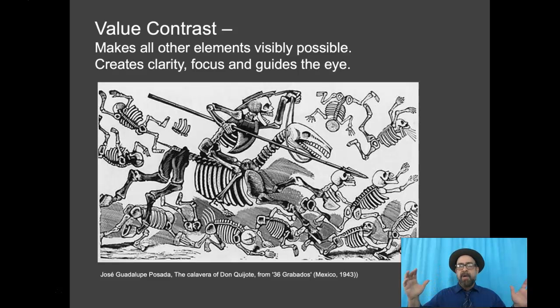So value contrast. It is the thing that makes all the other elements visible, right? Without light, you can't see color. Without light, you can't have texture. You can't even make a line without value, right? A black line on a white piece of paper, that's value at its source.